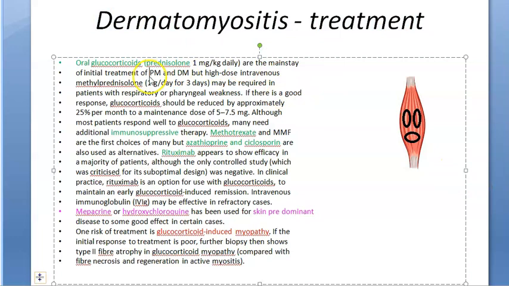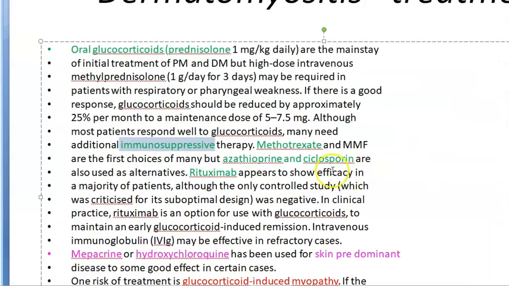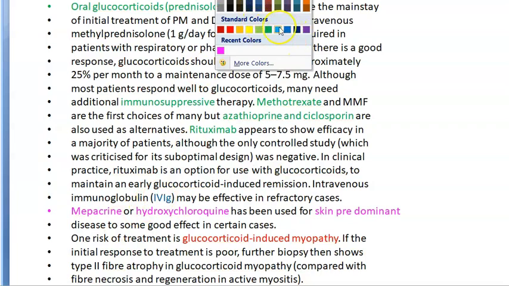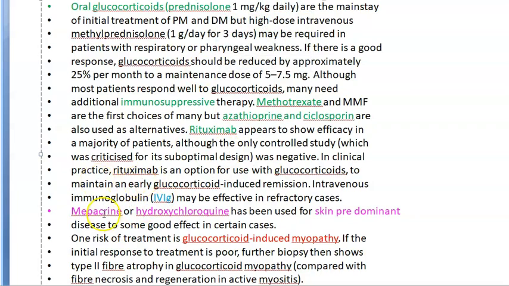How will you treat dermatomyositis? Steroids. Because it's inflammation, they're giving anti-inflammatory. Looks like steroids, they're giving prednisolone. Then immunosuppressives, if it is because of this immune process. Methotrexate, azathioprine, cyclosporin. The spelling is so weird, right? Cyclosporin. Rituximab. Then they're giving IVIG. Okay, let's make some other special color for this. IVIG. Then they're giving hydroxychloroquine, mepacrine.